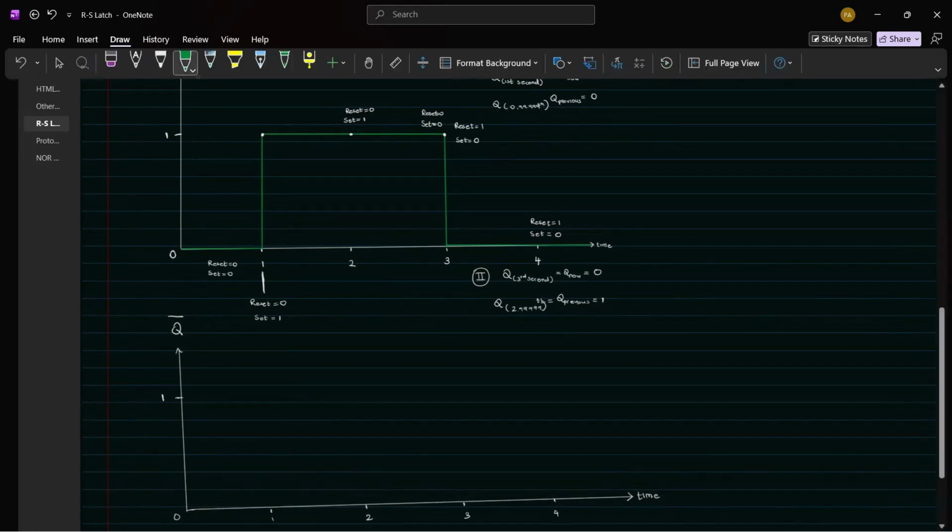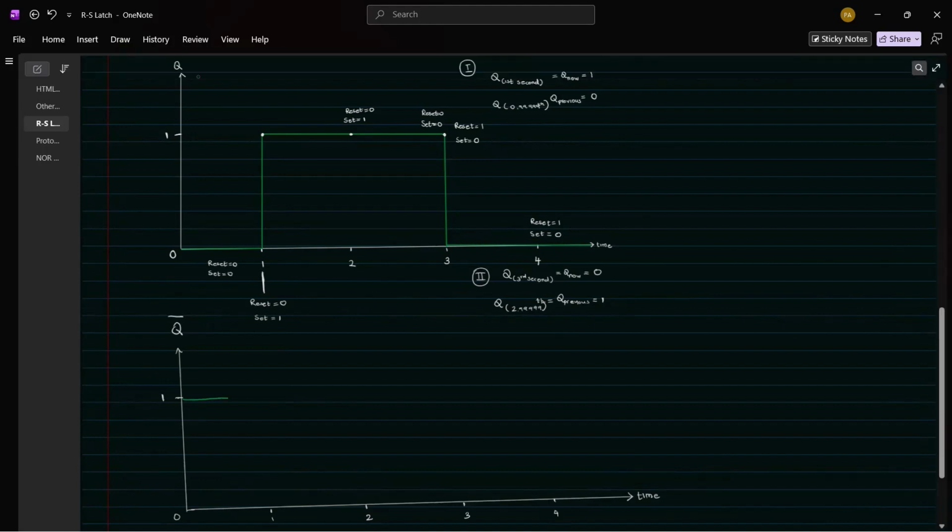So we start with 1. Why? Because Q equal to 0 means Q bar will be equal to 1. That's the idea. Why do we need Q bar? For feeding back into the system so that the system does not fall into an oscillating system, in the sense that the states do not oscillate. They are stable. That's why we need Q bar to feed it back into the system.